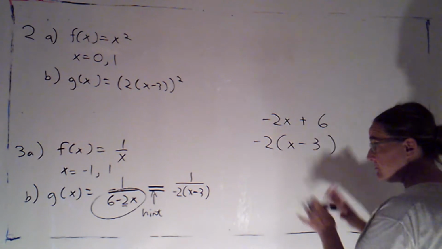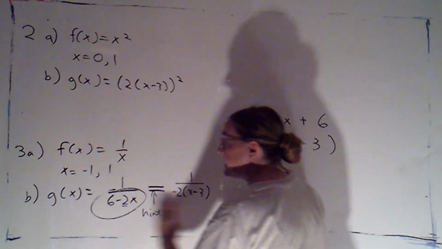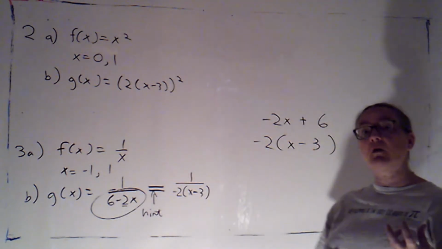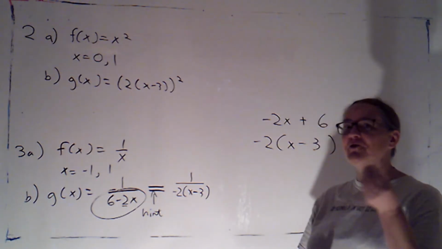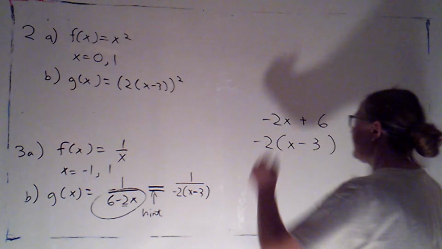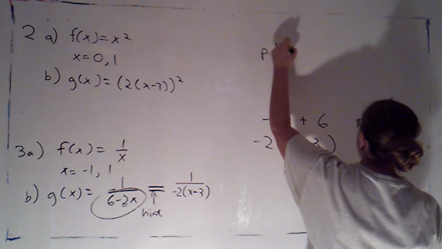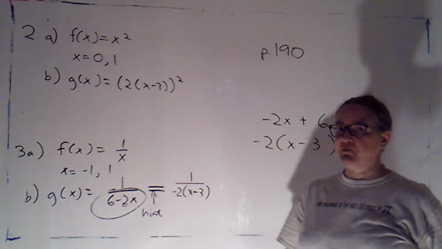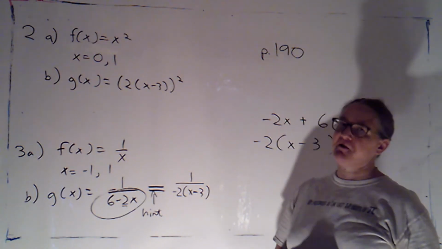Now, you don't have to. You can use either of these formulas. You just need to remember that when you're doing the horizontal transformations, you go against the order of operations. At this point, I need to mention that on page 190 of your textbook, there are two things, one of which is very good and one of which is very bad.